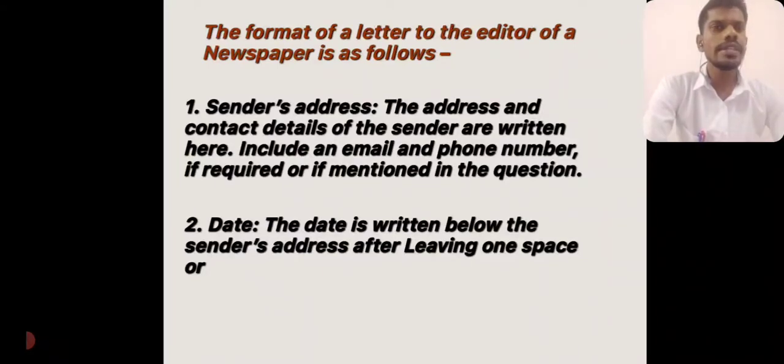Then followed by the date. When we are writing the date after the sender's address, we have to make sure that immediately after the completion of the sender's address, we leave a line or space, then we write the date. Make sure that everything comes on the left side of the page.